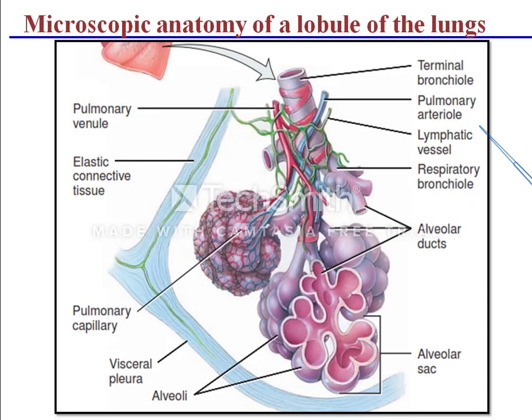Now each lobule is wrapped by elastic connective tissue. This is the elastic connective tissue which is wrapping each lobule. Lobule contains a lymphatic vessel, an arteriole, a venule, and a branch of terminal bronchiole. Terminal bronchioles subdivide into microscopic branches called as respiratory bronchiole.